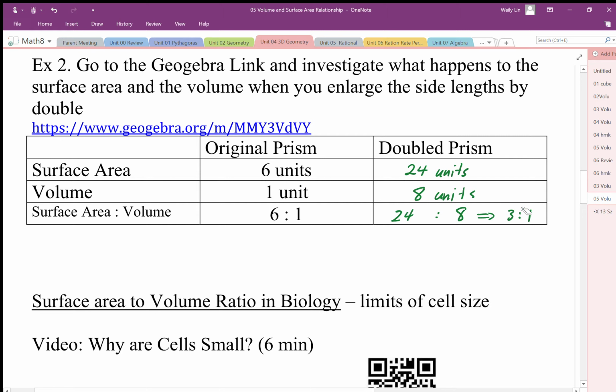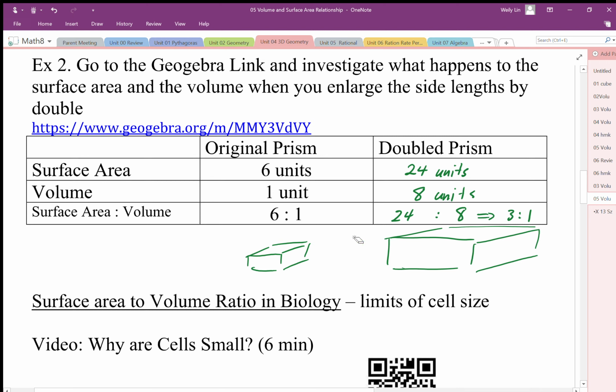We have less surface here for the same volume when we talk about a small prism, okay, versus a larger prism. Okay, when we have a larger prism, we double the length, width, and height. This has less surface area for the same amount of volume as we would have here. Okay, so this surface area to volume ratio changes. So bigger objects have less surface area to volume ratio.